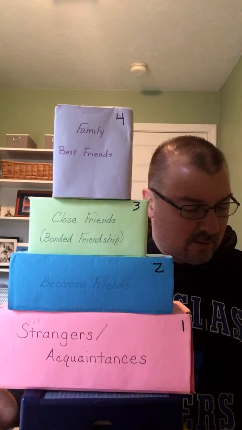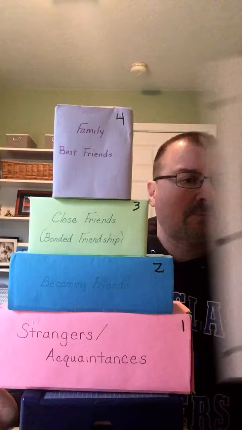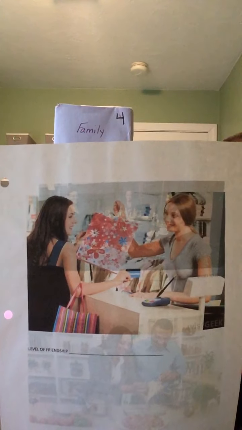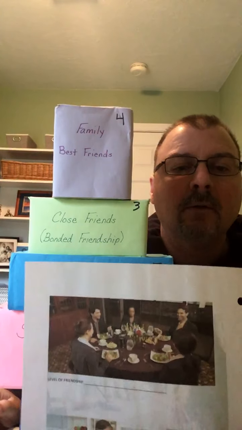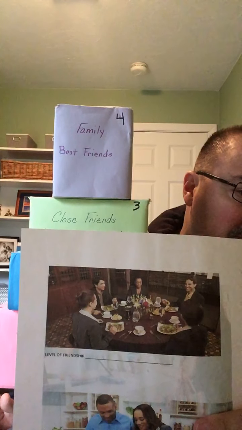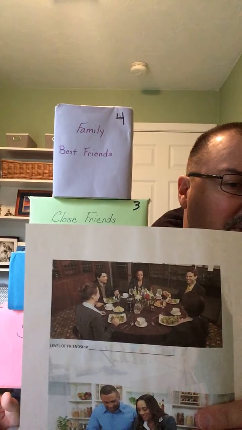All right, number 5. We got these 2 young ladies. Looks like they're making an exchange at a department store. One's a cashier, one's a customer. What level of friendship would they be at? And then number 6 is on the top here. It's a group of people all dressed up out at a fancy dinner. Looks like maybe 3 ladies and 2 guys. What level of friendship do you think they are at?